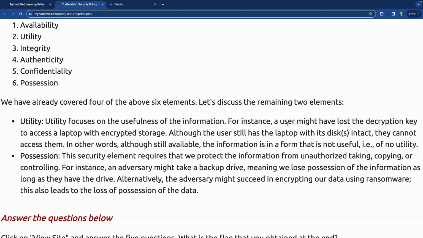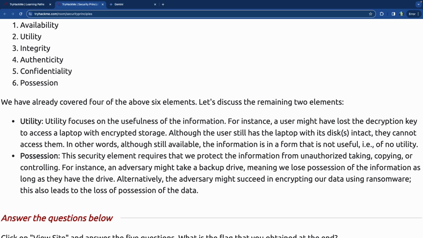For instance, a user might have lost the decryption key to access a laptop with encrypted storage. Although the user still has the laptop with its disks intact, they can't access them. In other words, although it's still available, the information is in a form that is not useful, meaning there is no utility. Possession is a security element that requires that we protect the information from unauthorized taking, copying, or controlling.